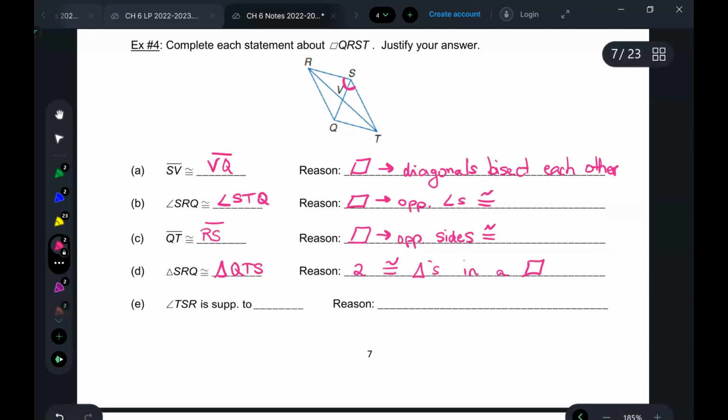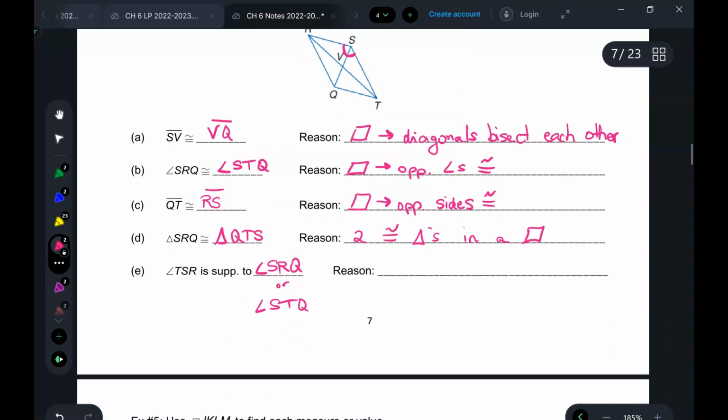It could be SRQ or angle STQ. And this one is in a parallelogram. Consecutive angles are supplementary. Flip it over.